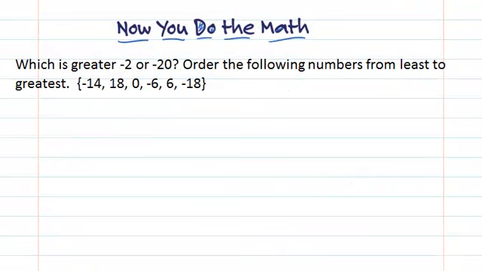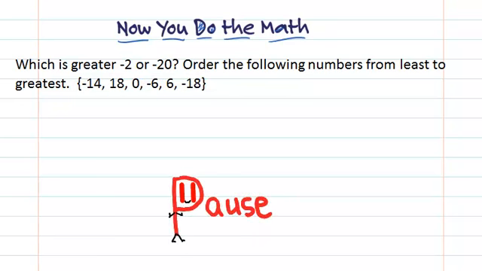Now it's your turn to practice the math. Which is greater, -2 or -20? And order the numbers from least to greatest: -14, 18, 0, -6, 6, and -18. Pause the lesson and attempt the problems yourself.